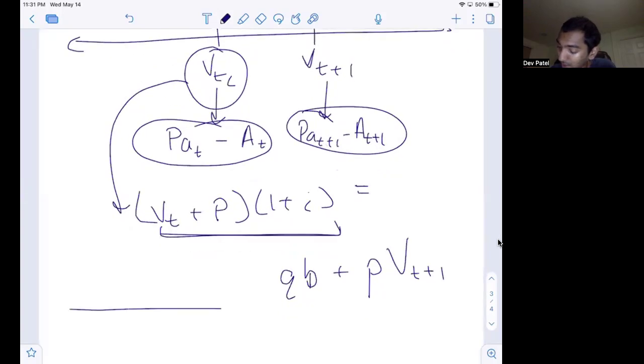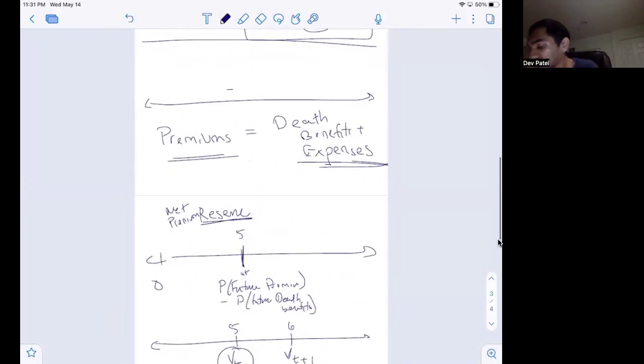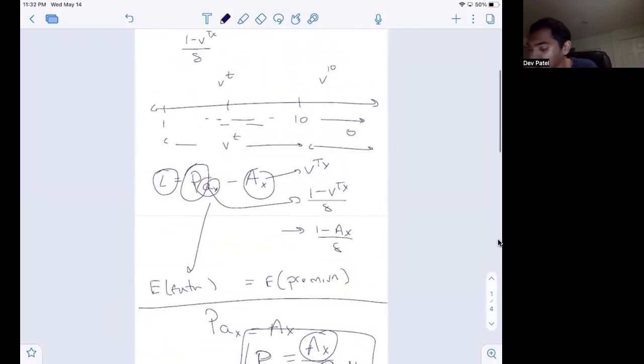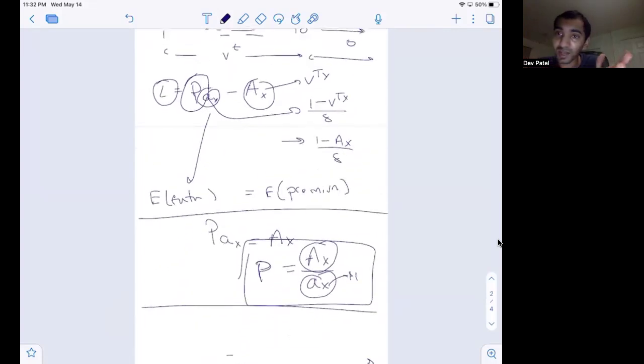So that's, again, a high level of what I wanted to cover. But really, if you understand the main conceptual points here, then understanding the rest becomes really easy. The main conceptual point is that the insurer collects the premiums, they pay out death benefits, they pay out expenses. Their goal is obviously to maximize profit, and the way that they make sure they're not at a loss and protect themselves is by setting aside reserves.